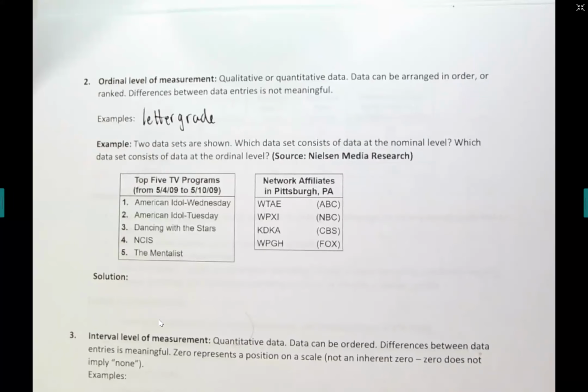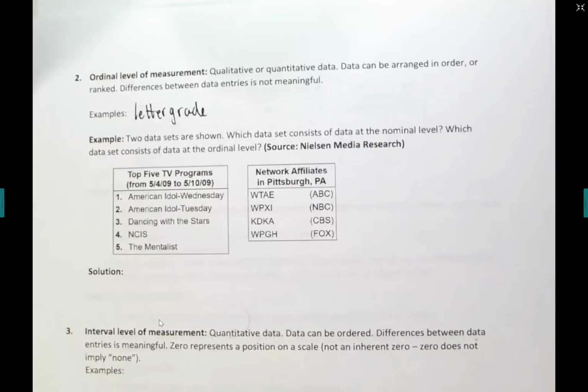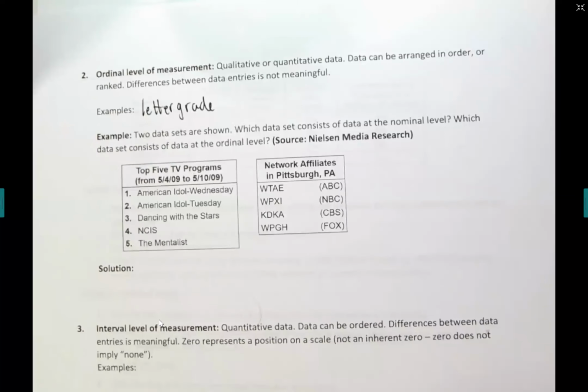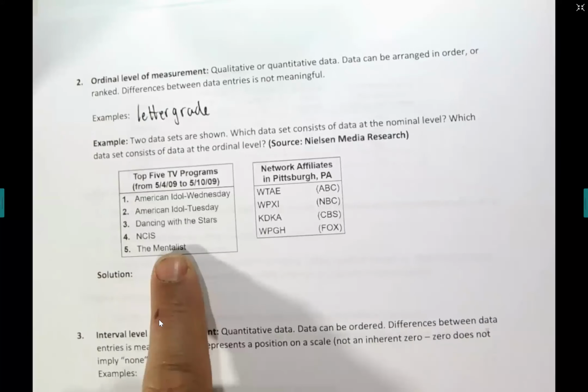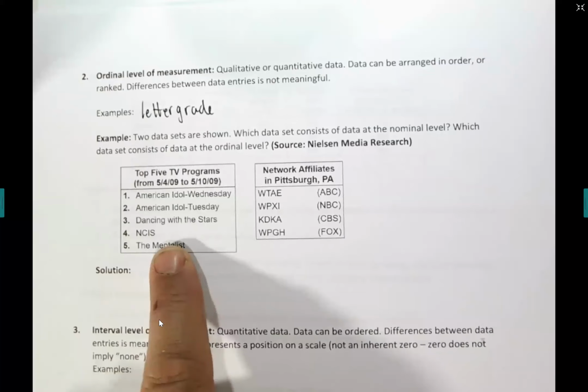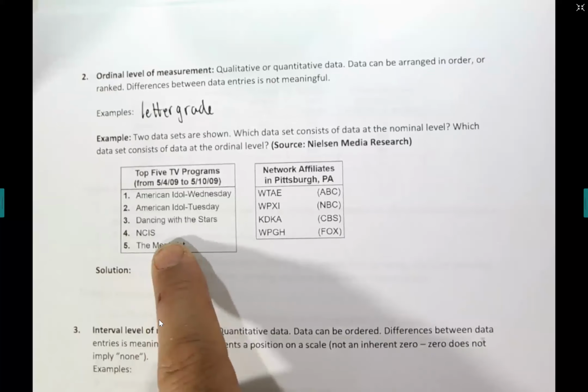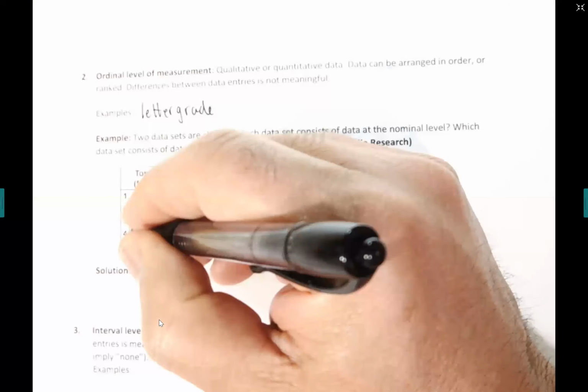Let me give you this example, guys, and show you the difference between ordinal and nominal. Two data sets are shown. Which data set consists of data at the nominal level? Which data set consists of data at the ordinal level? So guys, can you help me answer the question? For the first one, what do you think it's going to be? Ordinal or nominal? Ordinal, I agree. Do you see why ordinal, guys? Because this is ranked.